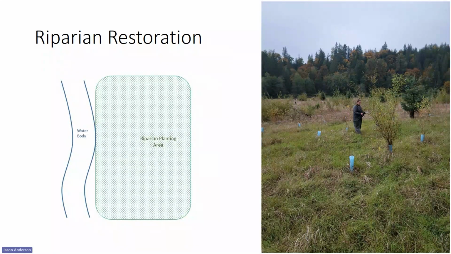Okay, so let's step through a quick example. On the left, you can see a schematic of a generic riparian area planting polygon next to a water body. So remember back to the sequence of events. Once you've delineated your planting area, but before you initiate weed control, it's time to complete the pre-project monitoring. Again, this is to document pre-restoration conditions.